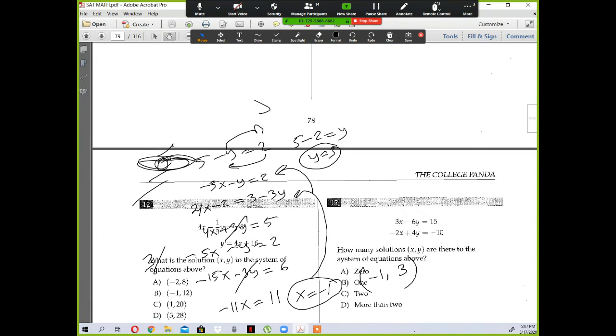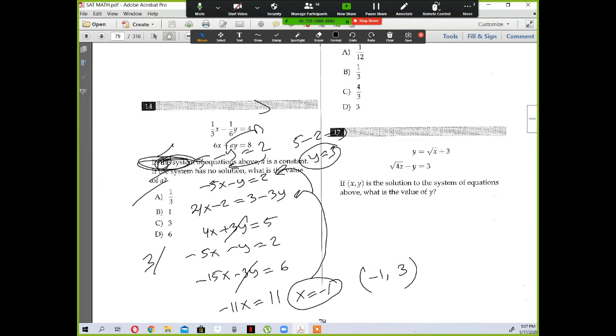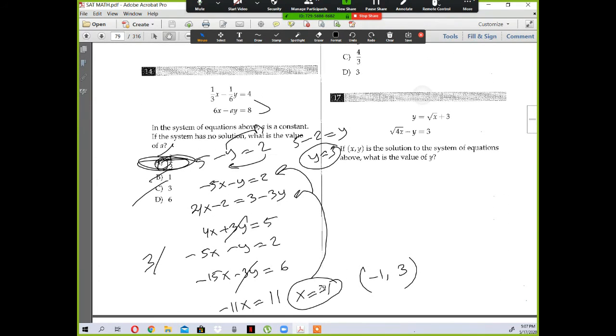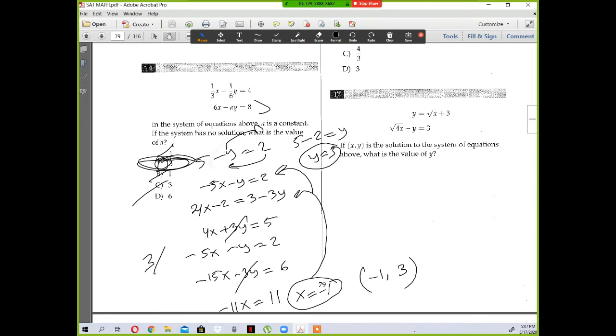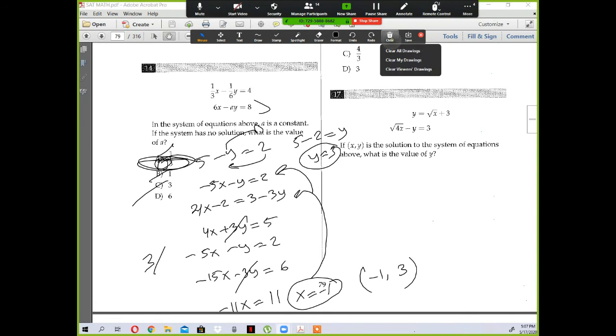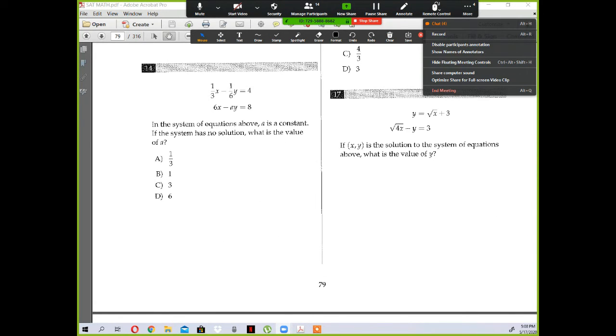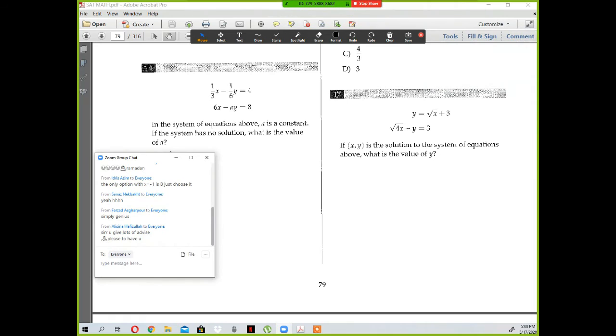Okay. So we will solve one more question, then we'll be done with system of equations. Okay. Question number 17 maybe.